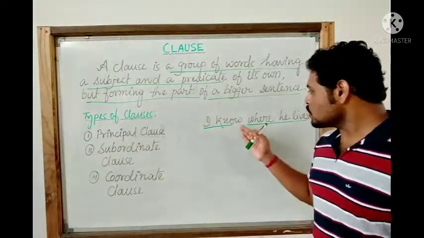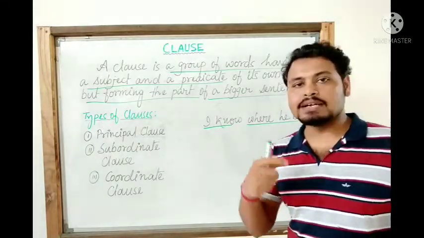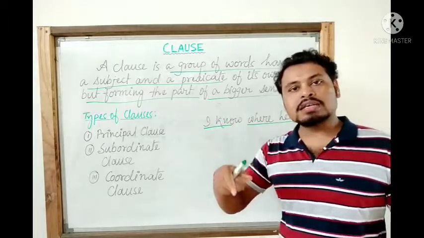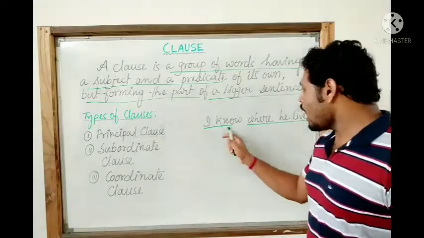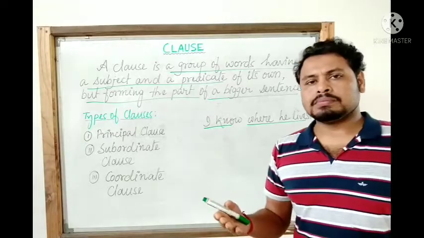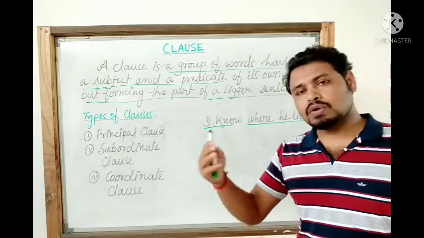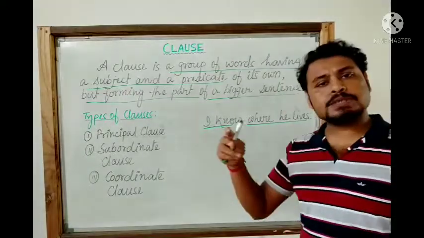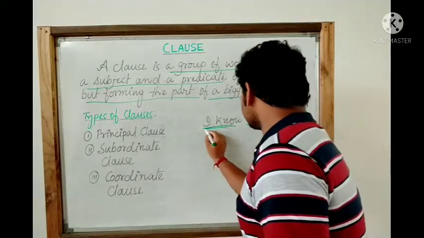Now, let us try to know which part can express its own meaning independently. That means, which part of this bigger sentence is not dependent on the other part to express its meaning. So, I know. It has a subject and a predicate. I know can definitely express its meaning independently. I know this, I know that, I know many things. So I know certainly expresses its own meaning independently. That is why this part is the principal clause.